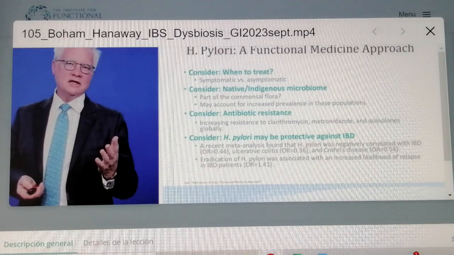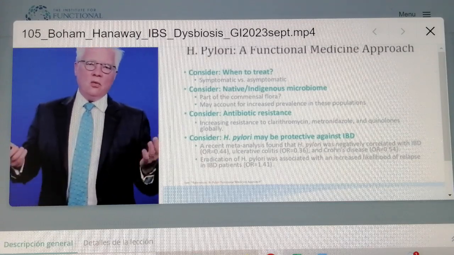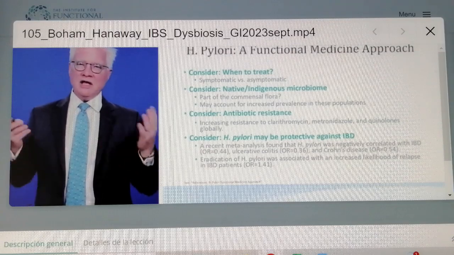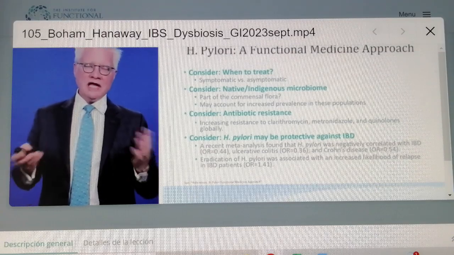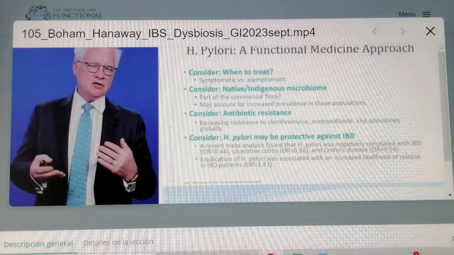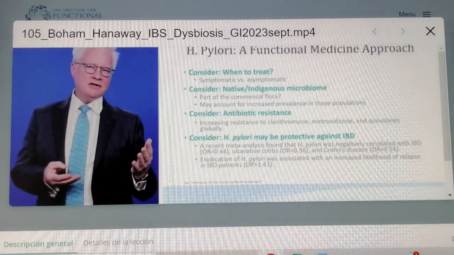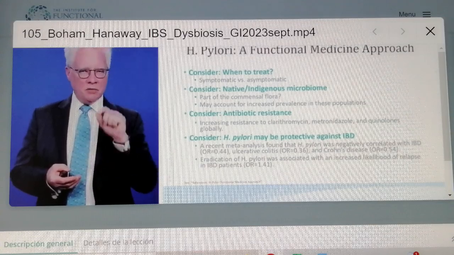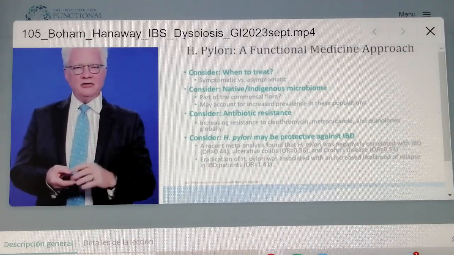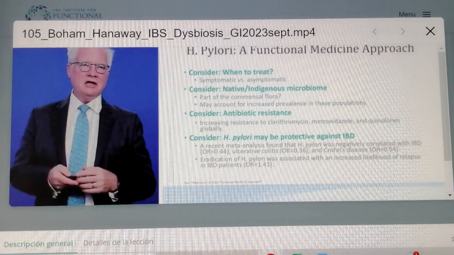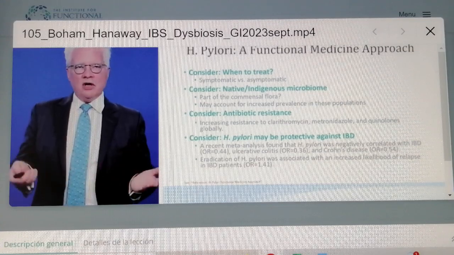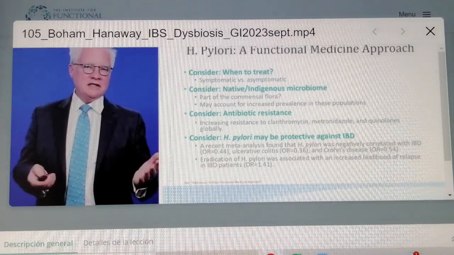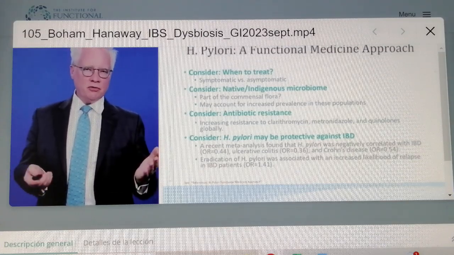So we want you to consider, who are you going to treat? You're going to treat them if they're symptomatic or asymptomatic. Is this part of the normal commensal flora? Can we evaluate the specific strains that are CagA positive, which have a greater ability to create punctured holes in the gut that are associated with increases in gastric cancer? And then we also find, do I want to deal with the antibiotic resistance that may emerge from the triple and quadruple therapies that we're using?